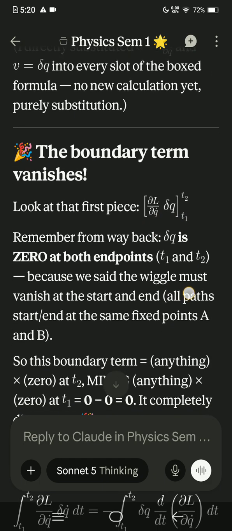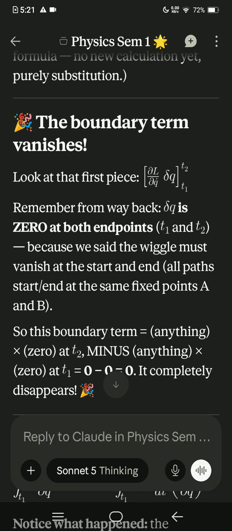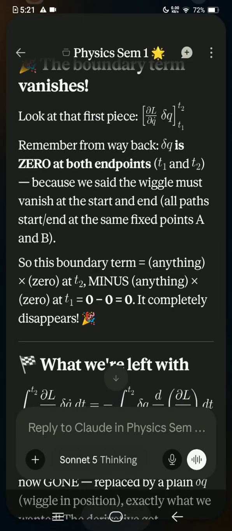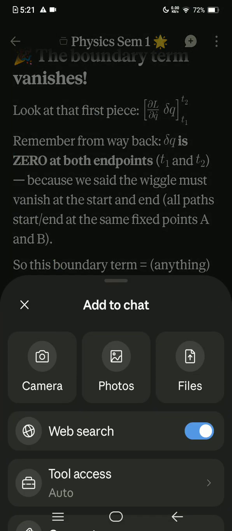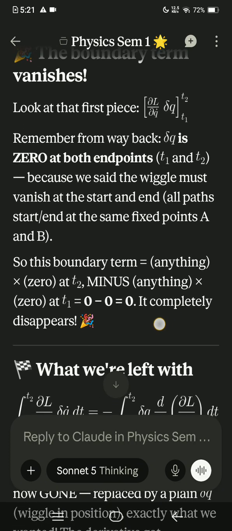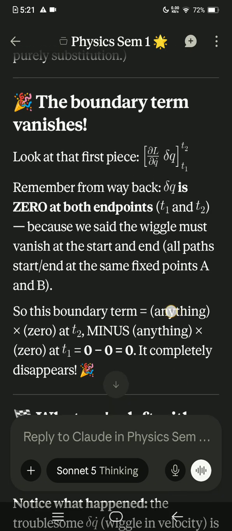Remember from way back del q is 0 at both endpoints t1 and t2. अच्छा, because we said the wiggle must vanish at start and end. All paths start or end at the same fixed point a and b. So this boundary term equals anything times 0 at t2 minus anything times 0 at t1, which is 0 minus 0 equals 0. It completely disappears.